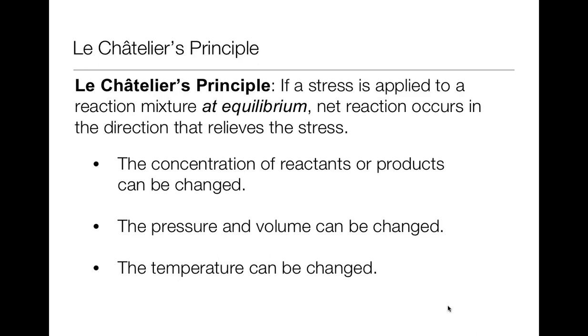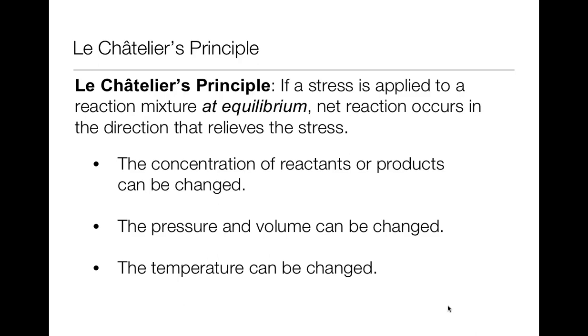It summarizes as: if a stress is applied to a reaction mixture at equilibrium, and a stress can be summed up in a couple of different ways, which we'll define in one moment, the net reaction occurs in the direction that relieves the stress. So what you want to think about is having either a balance or a seesaw. If you apply stress in one direction, how do you relieve that stress on the system? It wants to regain equilibrium.